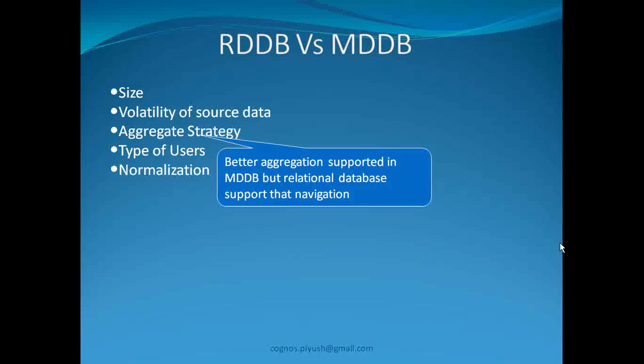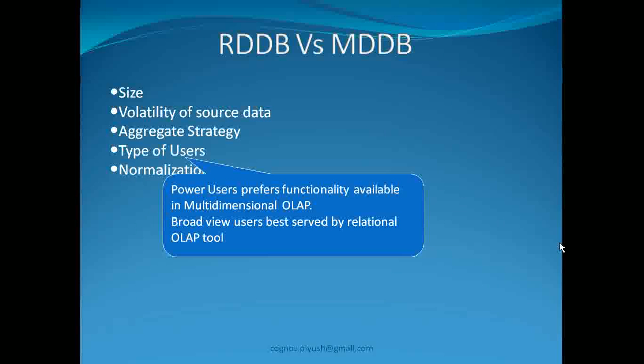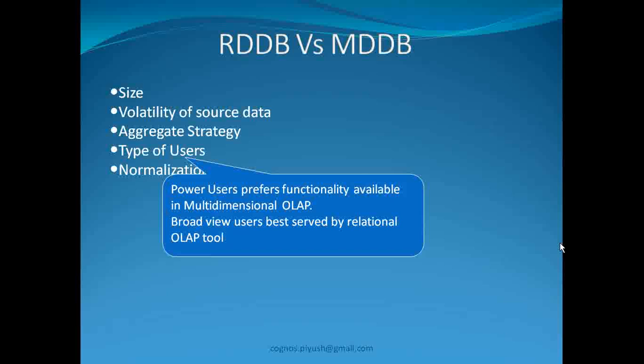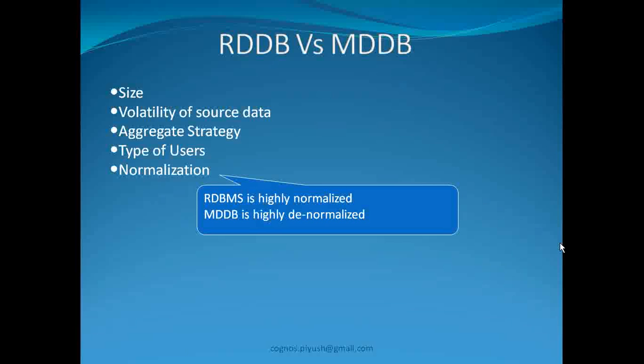Fourth term is type of users. Power users prefer the functionality which is there in multidimensional OLAP tools. But users who require broad views of enterprise data generally prefer relational OLAP tools. Normalization: RDBMS is highly normalized, but MDDB on the other hand is highly denormalized.